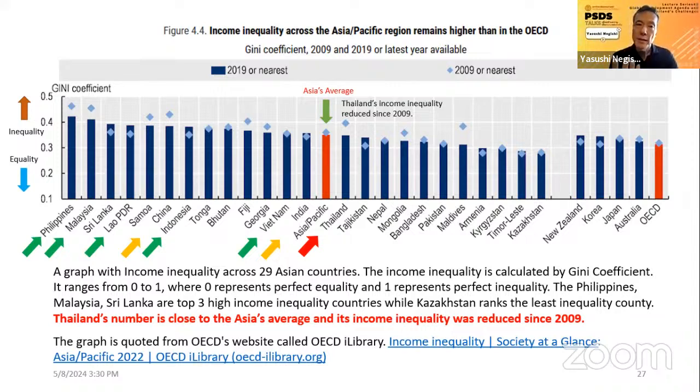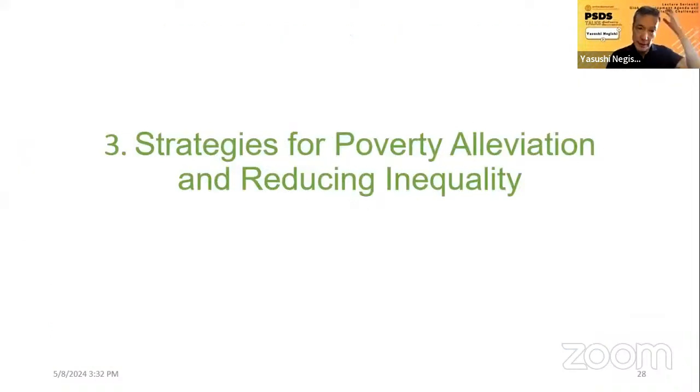Although Thailand's number seems close to the average of Asian countries, Thailand still needs to work on improving income inequalities so that we can have a balanced society. Okay, let me briefly explain about the strategies for poverty alleviation and reducing inequality.